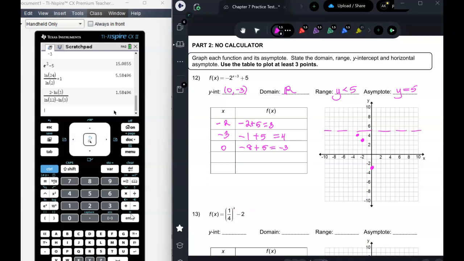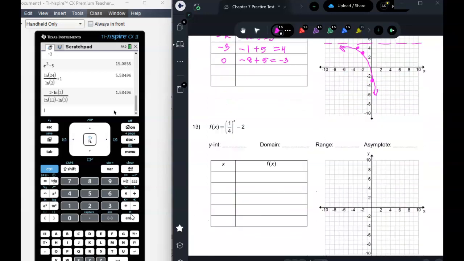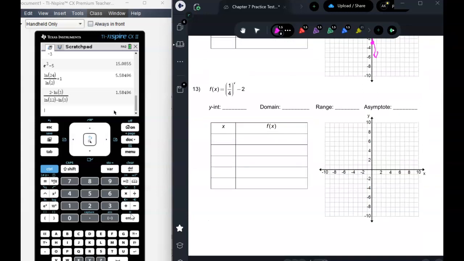So it's going to go like this. Remember, if there's a negative, it means it's going to go below the axis. Good? How about the next one?